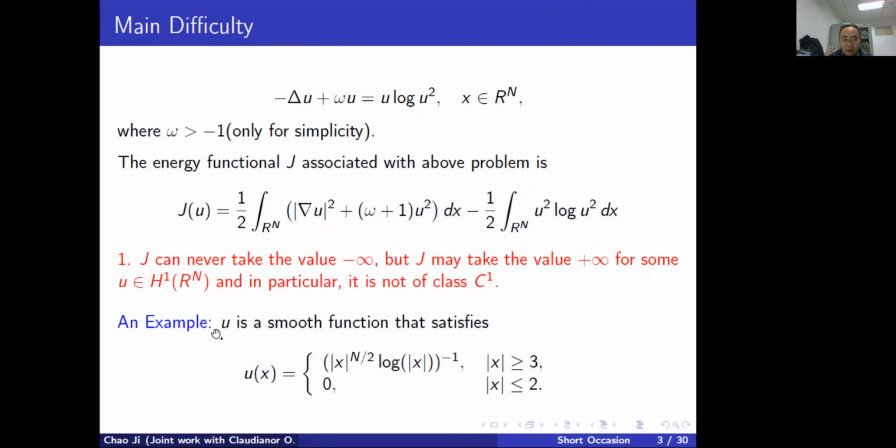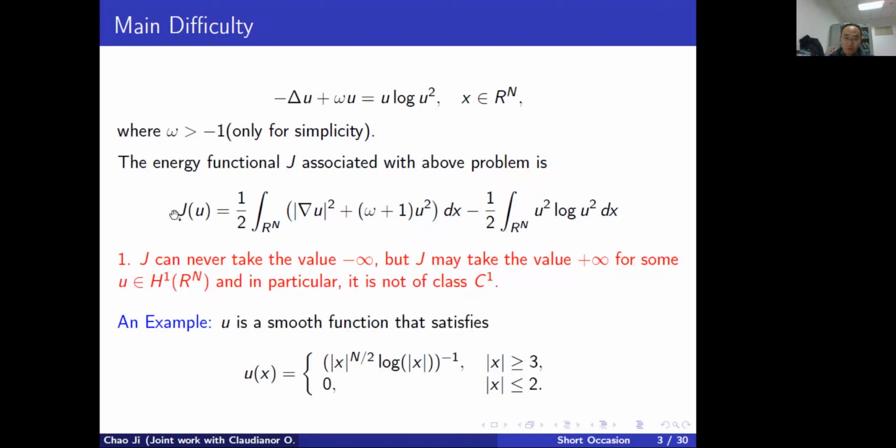Here I can give you an example. u is a smooth function that satisfies this, where n is the dimension. From this example, we can see u(x) is small and near 0 on an unbounded domain.